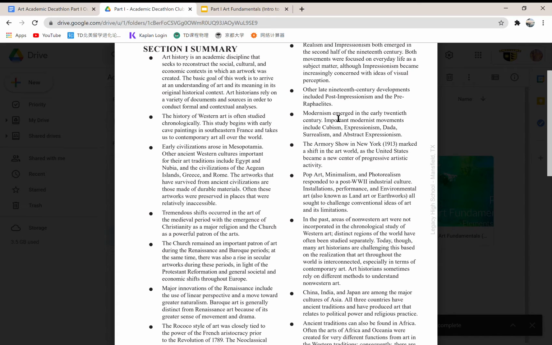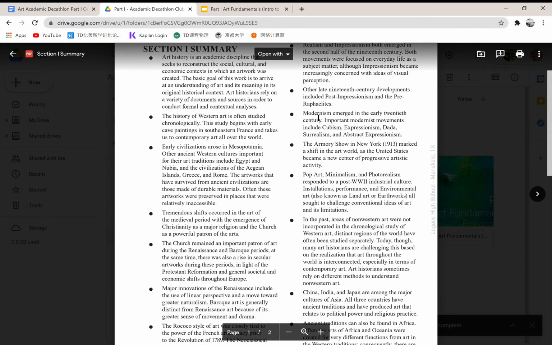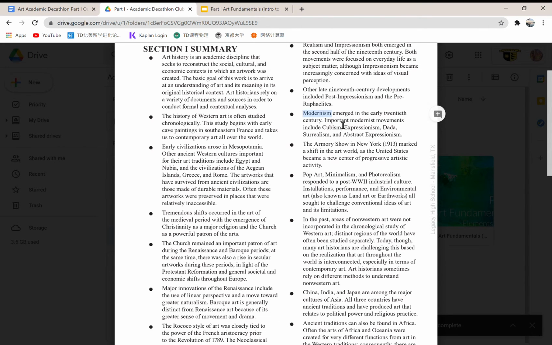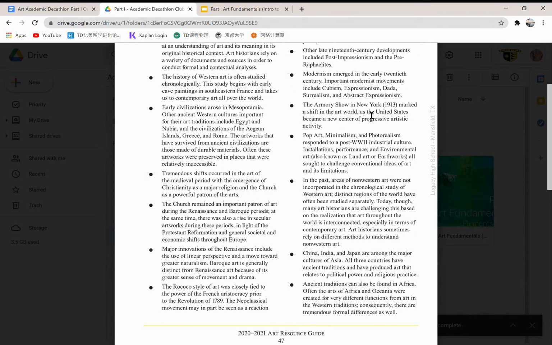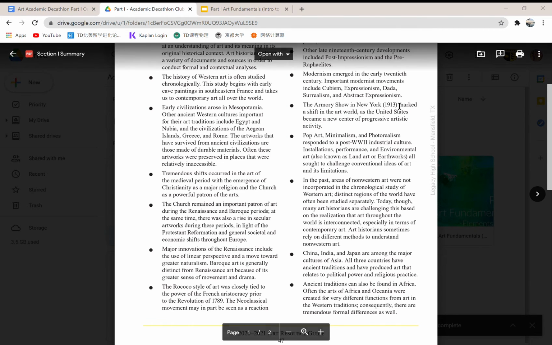Modernism is also a period. Modernism is a style that we need to study, and it emerged in the early 20th century. Important modernist movements include Cubism, Expressionism, Dada, Surrealism, and Abstract Expressionism. Those are mentioned in the PowerPoint, and those are important things to learn as well. The Armory Show in New York marks a shift in artwork, as the United States became a new center of progressive artistic activity. This we just need to have a general understanding of.